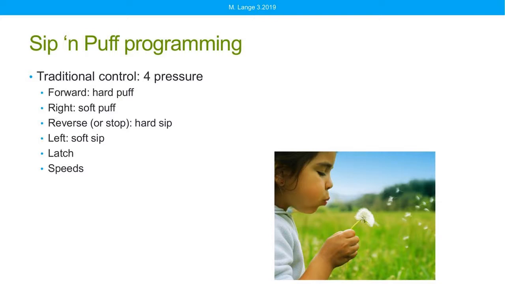Now, an important feature in sip and puff is something called latch. So this is typically activated with a hard puff. The chair will continue moving forward without continued activation by the client, because it's too hard to maintain that for a long period of time. If the client wants to stop, they simply give a reverse command, that hard sip, and it will stop the chair. And speeds can be controlled in a number of ways.